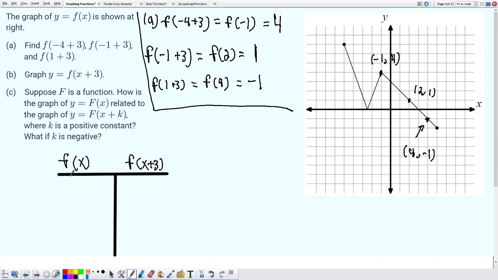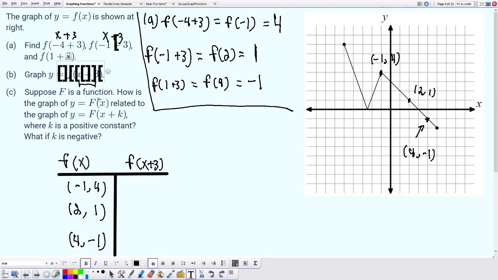Now we know some of the points on the function. Part A is just to somewhat find them. So we have negative 1 and 4. We have 2 and 1. And we have 4 comma negative 1. Those are all points on the original function. But notice in part A, if we were using this format of x plus 3, then this would be our x plus 3, x plus 3, and so on and so on.